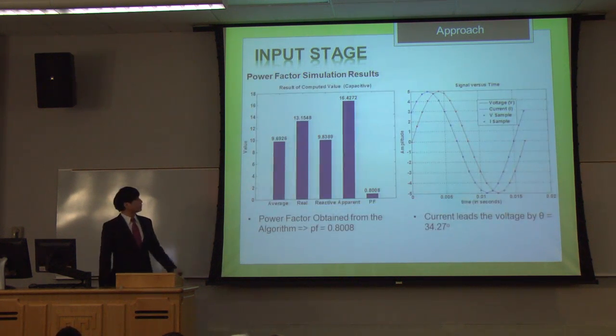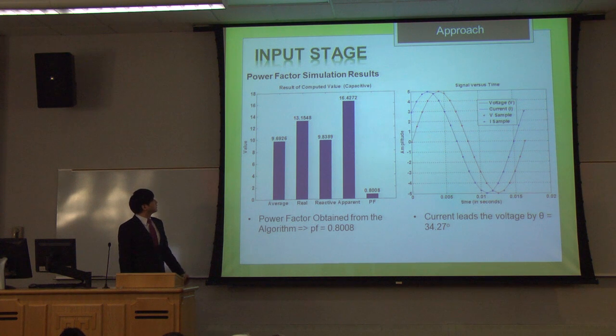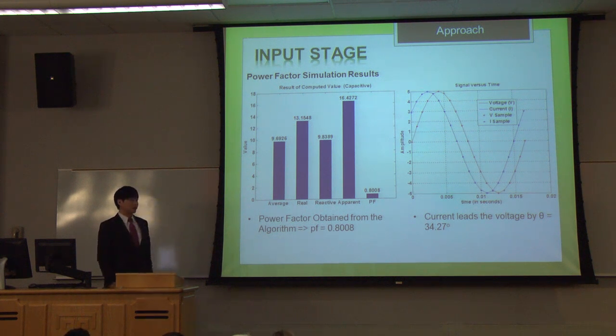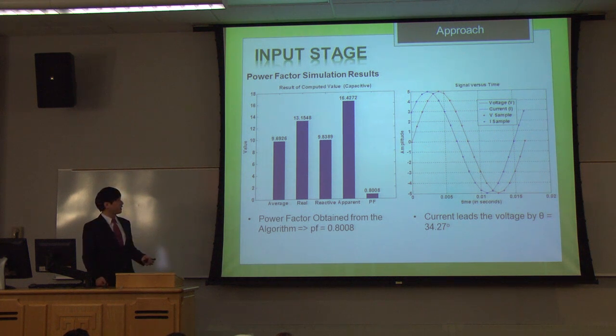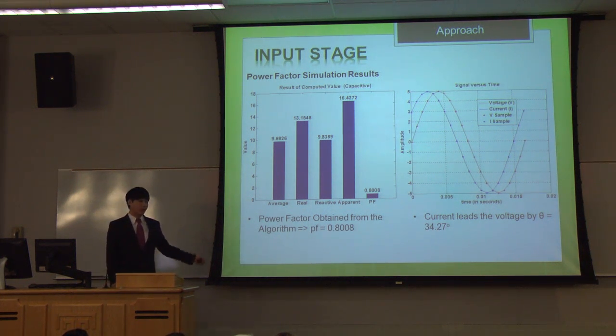So the first plot is showing the result of the previous calculation. It's showing the average power, real power, reactive power, apparent power, and power factor. We got a power factor of about 0.8.